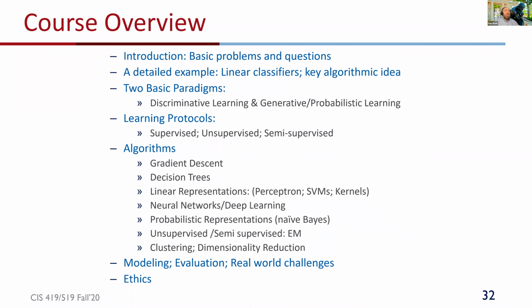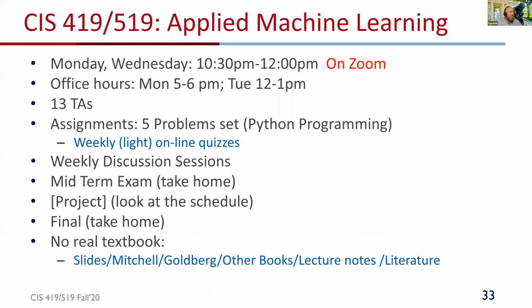We're going to talk about several paradigms, discriminative learning, generative learning, several learning protocols, and a lot of algorithms, from gradient descent, which is going to be one of the key tools we're going to use throughout, through decision trees, all the way to probabilistic representations and clustering. We're going to try to address modeling, evaluation, real-world challenges, and hopefully also some of the ethics of machine learning and AI.